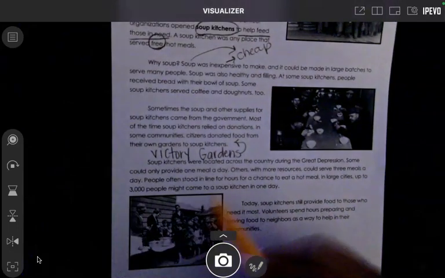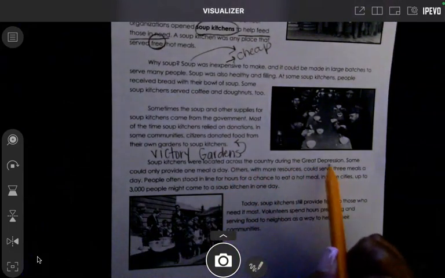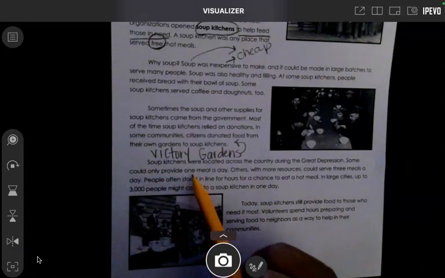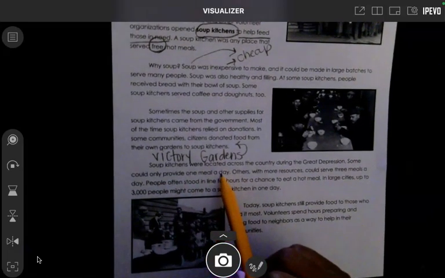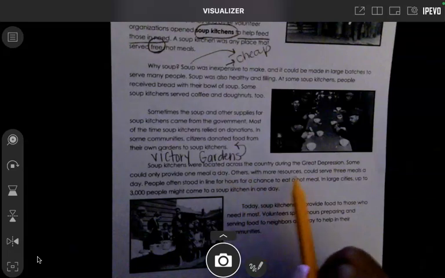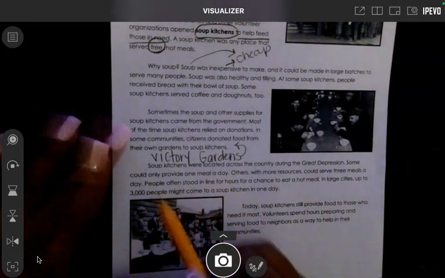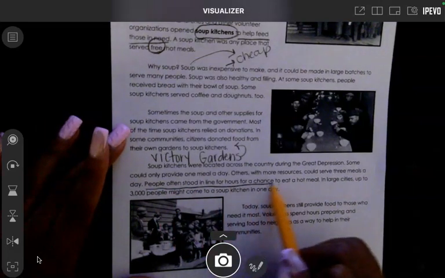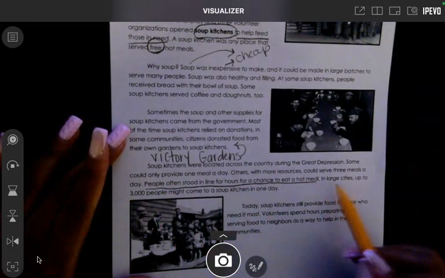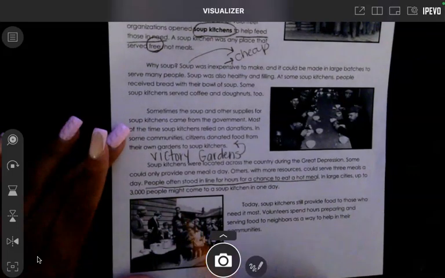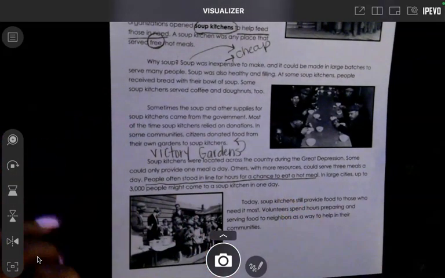Soup kitchens were located across the country during the Great Depression. Some could only provide 1 meal a day. So imagine eating 1 meal a day. Others with more resources could serve 3 meals a day. People often stood in line for hours just for a chance to eat a hot meal. In large cities, up to 3,000 people might come to a soup kitchen in one day.